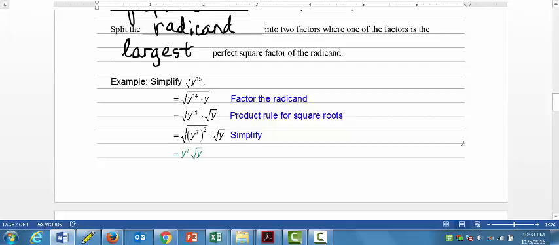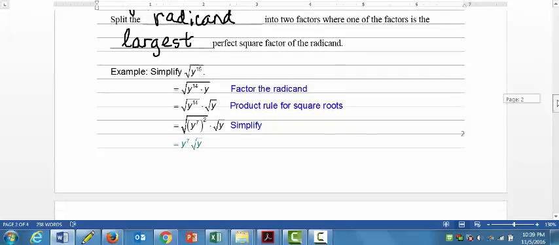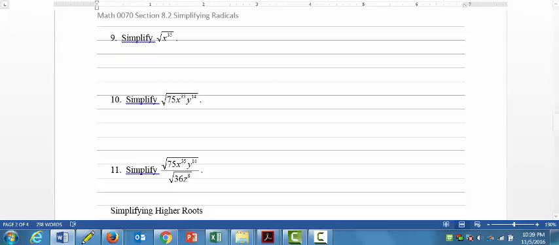15 is not evenly divisible by 2. 2 is my index of my radical. It's unwritten. So I rewrite y to the 15th as y to the 14th times y. I apply the square root to y to the 14th to get y to the 7th, and that's multiplied by the square root of y.